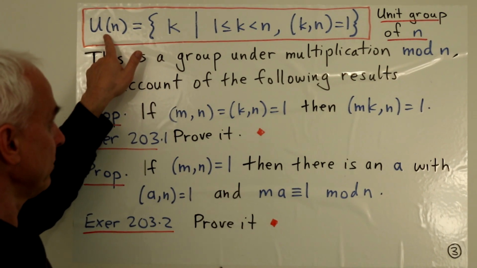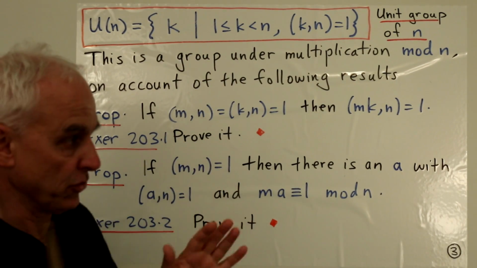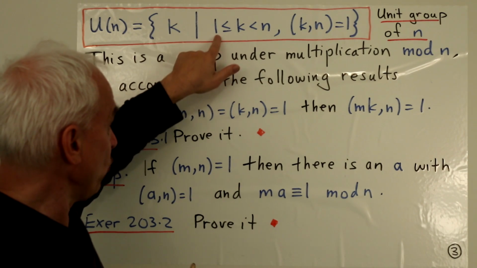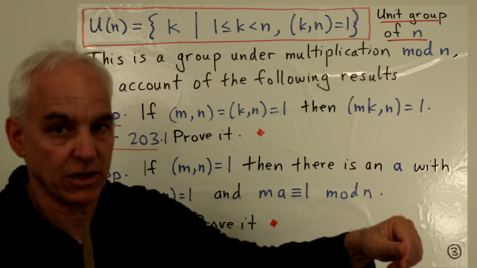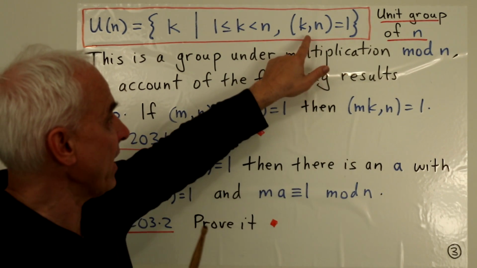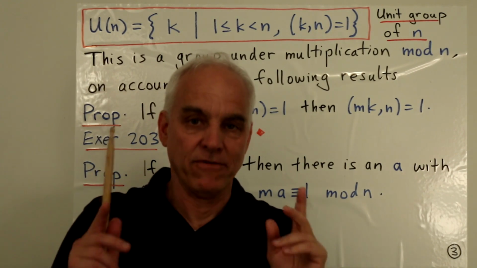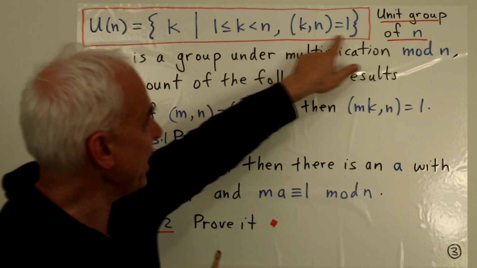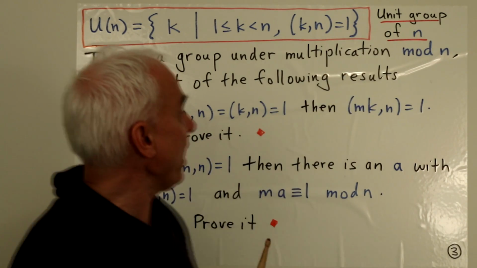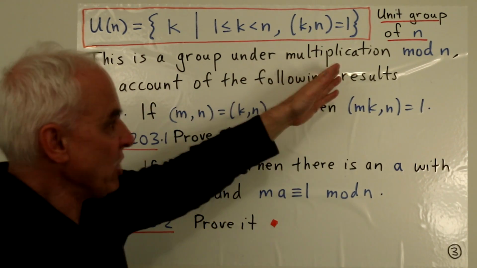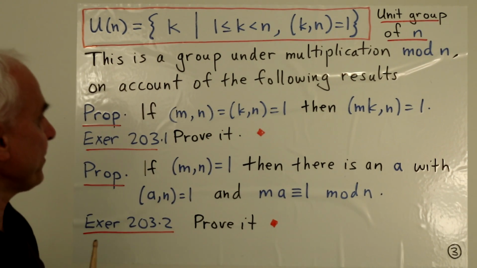So U of n is a set of natural numbers k, everything is a natural number here, where k is between 1 and n, so starting with 1 included, but all the way up to but not including n, and with the property that k and n are relatively prime. That means they have no common factor. That's what this notation means. k and n are relatively prime. And that set is then called the unit group of n when we give it a multiplication. The multiplication is multiplication mod n, the number we're starting with.